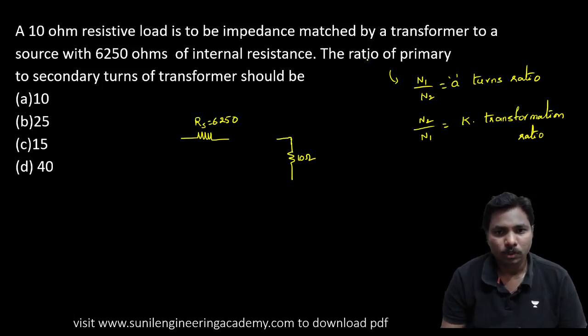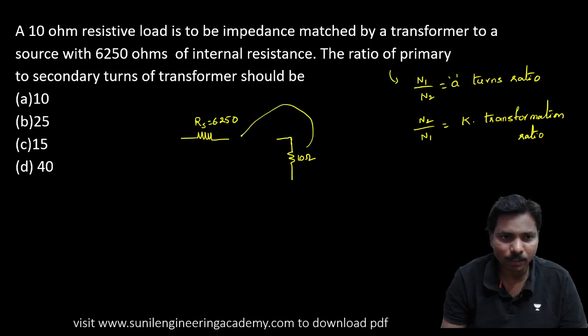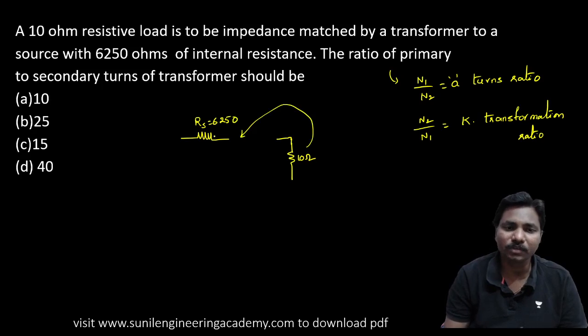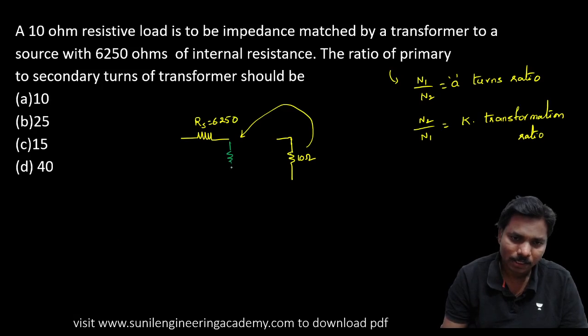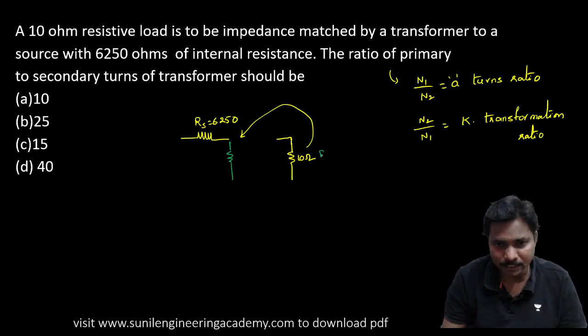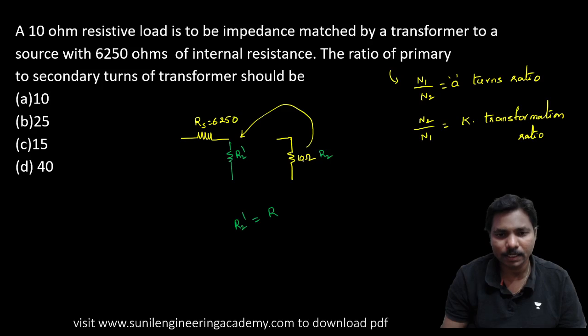Here they are asking that this load is to be impedance matched by a transformer with a source. So if it has to be matched with the source, this resistance has to be replaced here. If you consider it as R2 and it comes here, it becomes R2 dash. We know very well, just now we discussed, secondary to primary: SP dosa, division, R2 by K square. So this R2 value is 10 by K square.